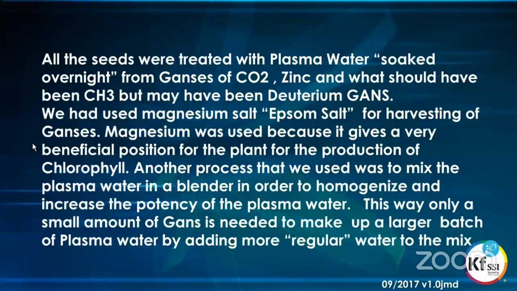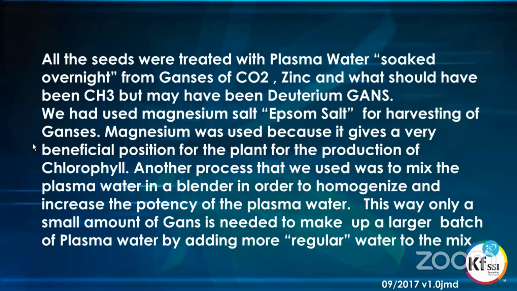Another process that Marcus used was to mix the plasma water in a blender in order to homogenize and increase potency of the plasma water. So if you put this in a blender, you rotate it, you blend it, it releases energy. So it's more energized. The water is more energized. And this way, he says, only a small amount of GANS is needed to make up a large batch of plasma water by adding more regular water to the mix.